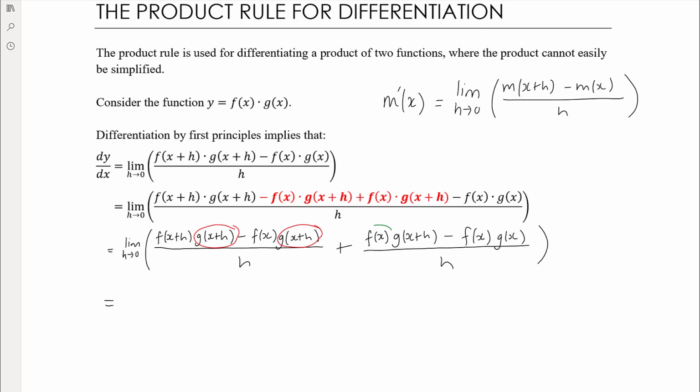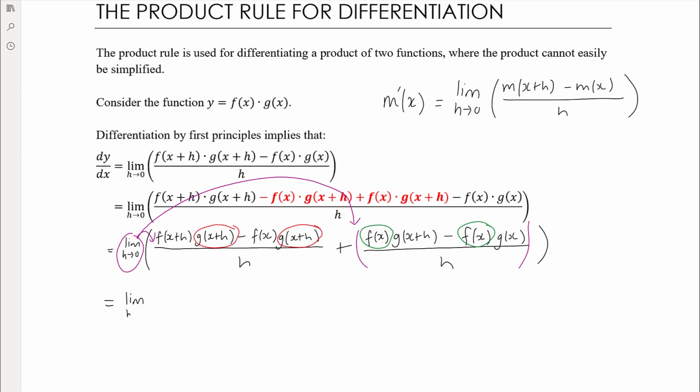There's a common factor of f of x in this fraction. I'm going to factor that out. The other thing I'm going to do is apply the limit to both fractions separately. So if I'm taking the limit as h approaches 0 of this fraction plus this fraction, it's the same as taking the limit as h approaches 0 of that fraction plus the limit as h approaches 0 of that fraction. Okay, so I'm going to do those two things at once in this next line.